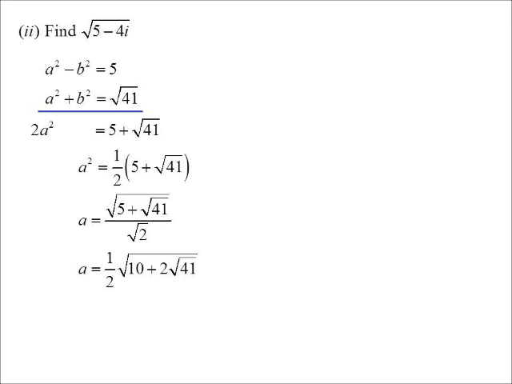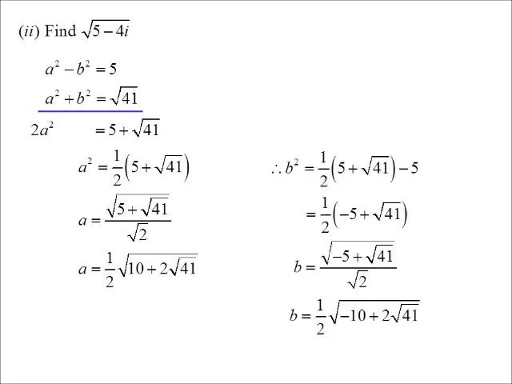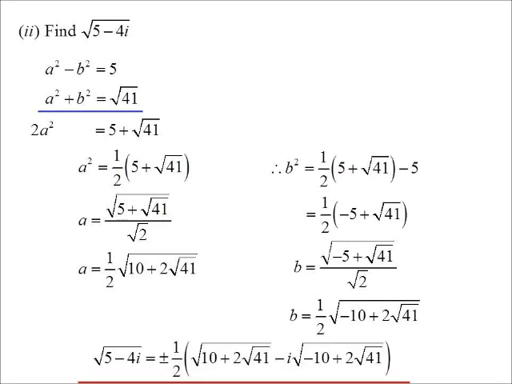Yes, you can sub back in. And you get b. B ends up being a half square root of negative 10 plus 2 root 41. So therefore, there's my answer. Why? Piece of cake.